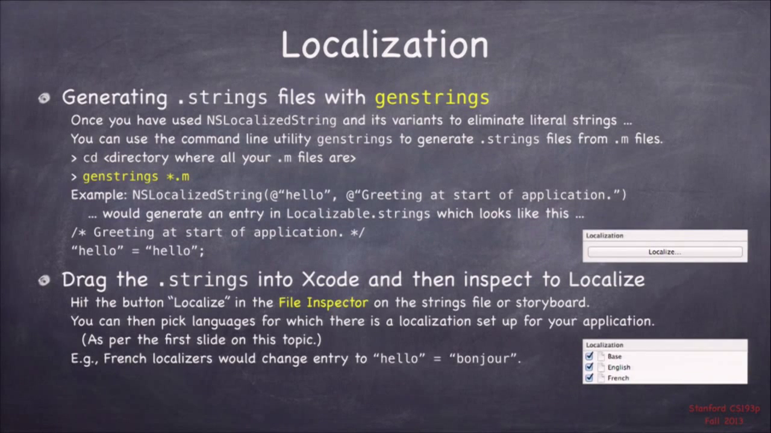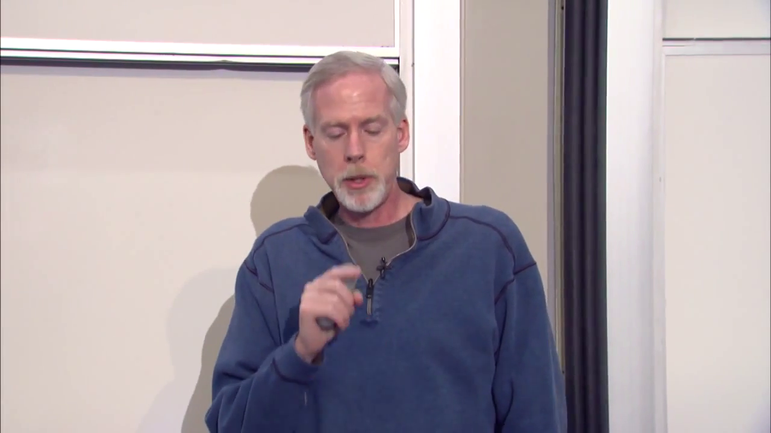Now, when you do genstrings and you get .strings files generated, you might get multiple of them, because remember, one of the NSLocalizedStrings is NSLocalizedStringFromTable, so you might specify a table name, and so it might be making multiple .strings files for you. You just take those .strings files, drag them into your Xcode project, and then inspect them with the file inspector. And when you do, you're going to see this button, the top button there that says Localize. And when you click that, then you'll get a list of the languages. Okay? And you can click however many of the languages you want to support localizing this strings file for.